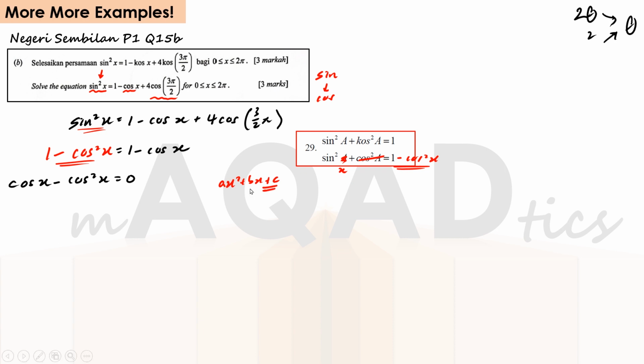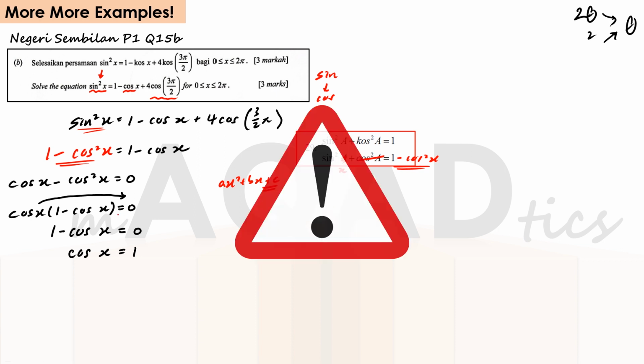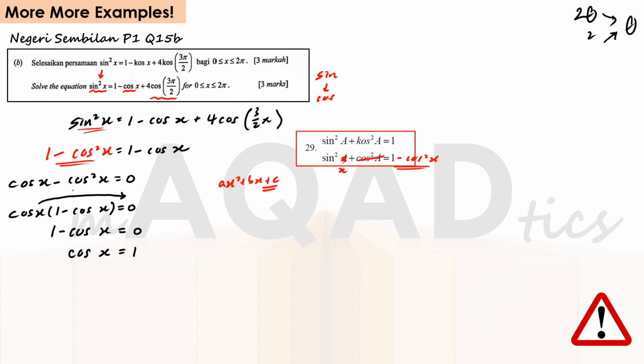Okay, so maybe what I can do is factorize the cos x, and then move it to the right side. Then I will only have 1 minus cos x left, and I will get cos x equals 1. Okay, so this approach is actually wrong. This is a very common mistake students make when solving this kind of question.